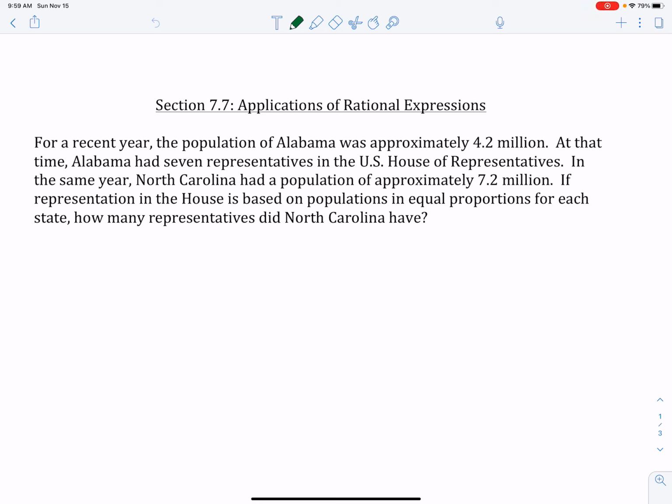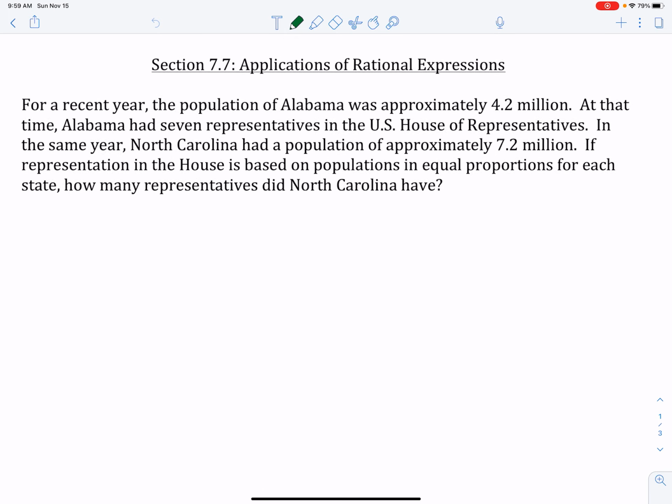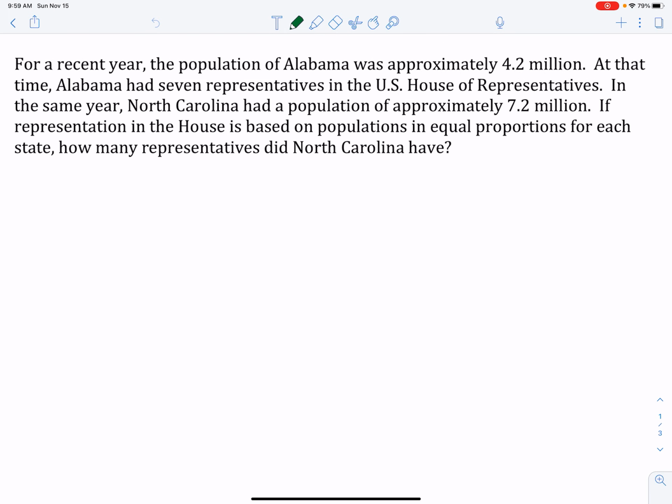In section 7.7, we're going to set up some rational equations by reading problems. Our first one says for a recent year, the population of Alabama was approximately 4.2 million. At that time, Alabama had 7 representatives in the U.S. House of Representatives. In the same year, North Carolina had a population of about 7.2 million. If representation in the House is based on populations in equal proportions for each state, how many representatives did North Carolina have?